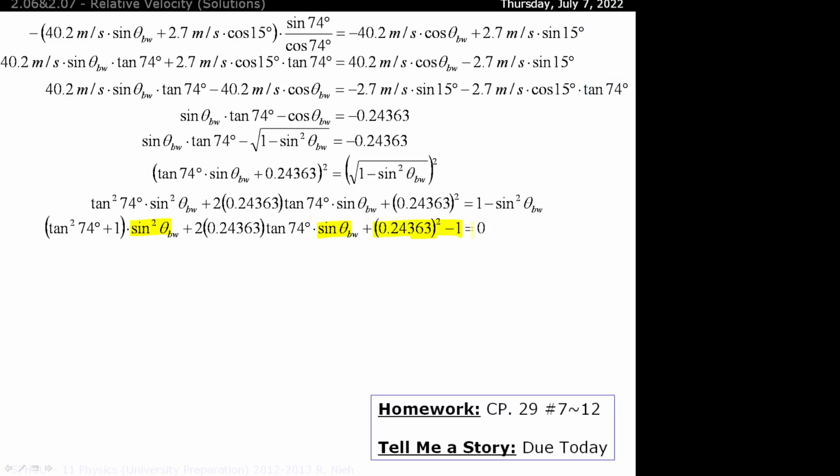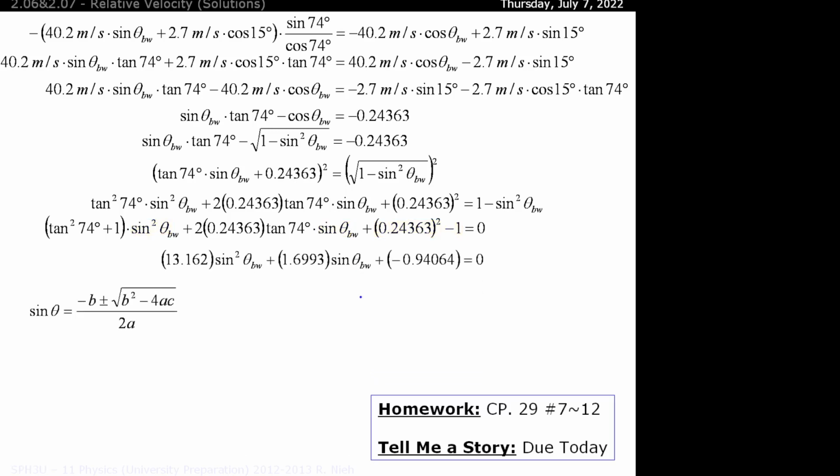Doesn't it look familiar? Doesn't it look like ax squared plus bx plus c is equal to 0? Isn't it in this format? And since it is, we can now incorporate the lovely quadratic formula, where this time around it's ax squared, which is the sine of theta squared, is equal to, that's your a component, that's your b component, that's your c component.